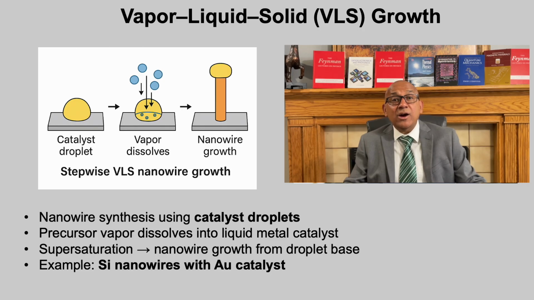This mechanism allows controlled synthesis of semiconductor nanowires, with the catalyst droplet typically sitting at the tip of the nanowire during growth. A classic example is the synthesis of silicon nanowires using gold catalysts, which has been a model system for nanowire growth and device fabrication.